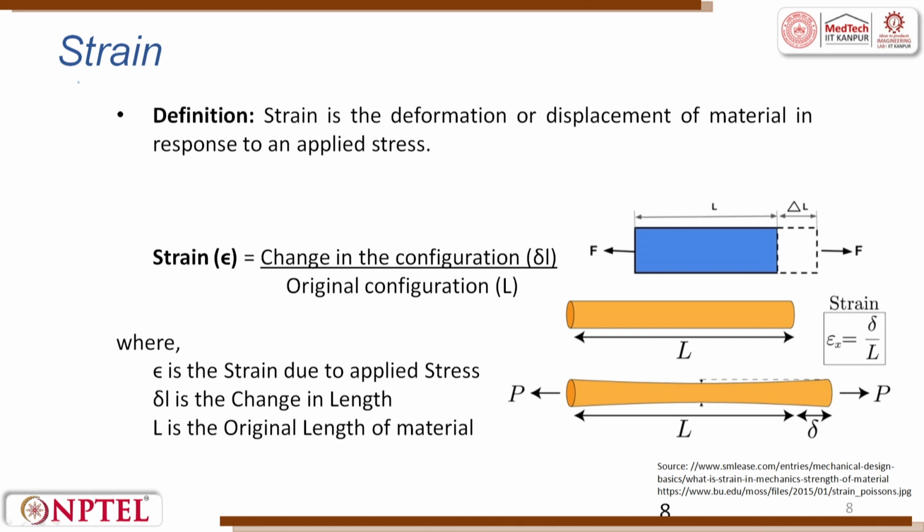Now, let us go to the next topic, which is strain. Where does the strain come? When we plot x and y, along the x axis you have strain and along the y axis you have stress, right. So, now we are more focused on the strain. What is strain? Strain is the deformation or displacement of material in response to an applied stress.